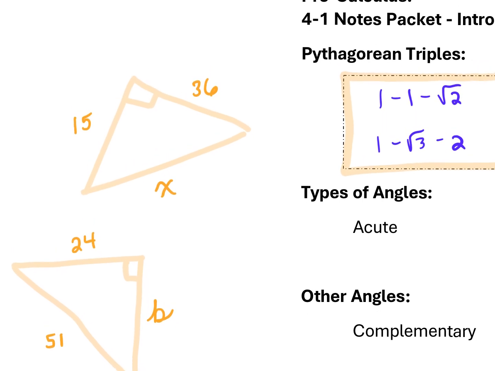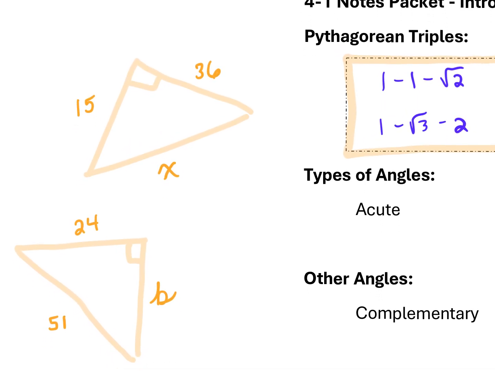So let's solve for x first there. I'm telling you that it's a triple, that the numbers are just getting multiplied by something. Each of the numbers are getting multiplied by that. So I want to know which triple it is, and I want to know what x is equal to.